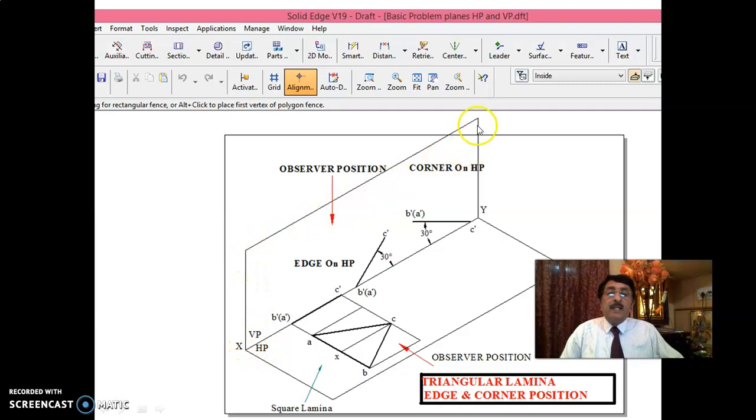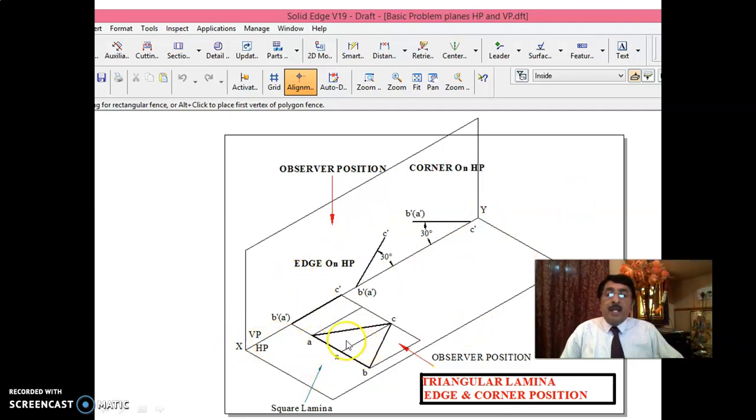This plane, I have called it the vertical plane because this is vertical. This is at 90 degrees to HP. I call it VP. This is the horizontal plane, I call it HP. Now, the intersection of VP and HP, as I said earlier, is called the XY line.